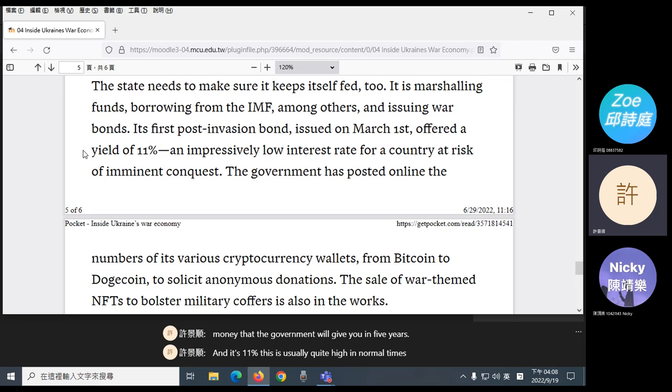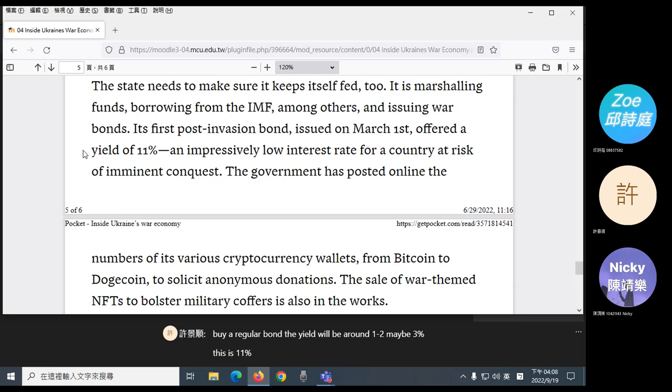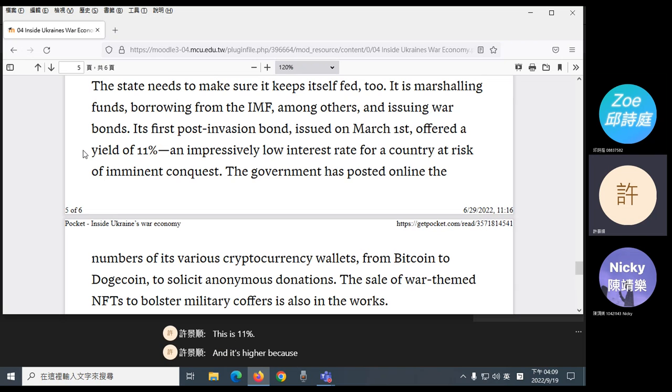In normal times, if you buy a regular bond, the yield will be around 1, 2, maybe 3%. This is 11%. And it's higher because the government promises to pay you this money in 5 years. But will Ukraine still exist in 5 years? Probably yes, but we're not very sure. And that's why the bond is riskier. And the higher the risk, the higher the reward. So it pays you more money. 就投资基本精神嘛，风险越高，那个赚的钱越多。相反也是，赚的钱越多，风险越高。And the article says this 11% is an impressively low interest rate for a country at risk of imminent conquest.